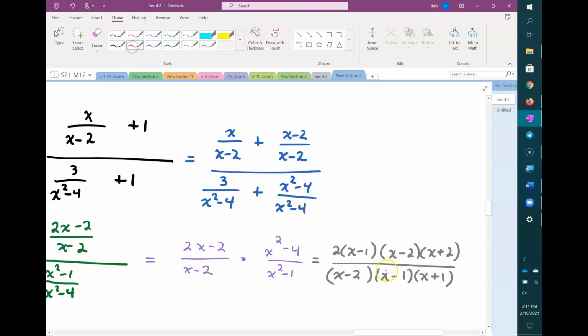So when you have matching factors in the top and the bottom, they cancel, and so you get the same answer as doing it the first way. So let me know if you still have questions.